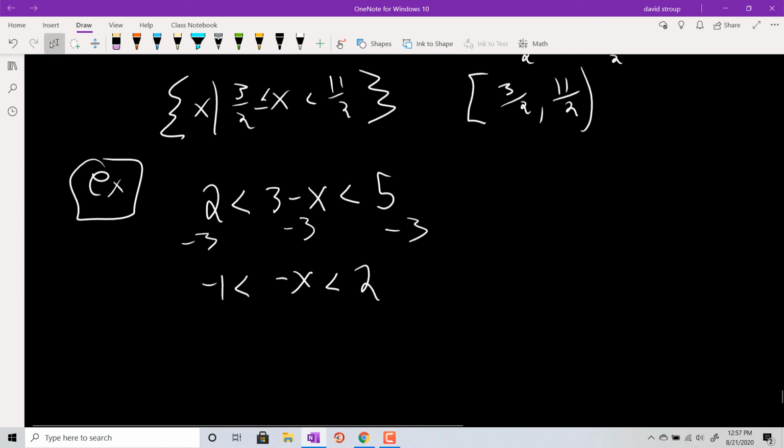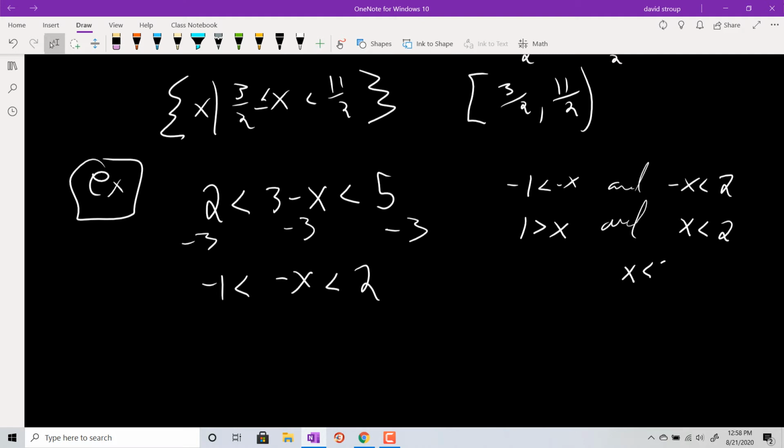So how much does that really screw things up? If you get scared, you can break it down into its fundamental form. So you have negative 1 less than negative x, and negative x less than 2. And if you multiply both sides, you get 1 greater than x, and x less than 2. And then if you put that together, what do we have? Oh, did I screw that up? I have to change the direction on that second one. So sorry.